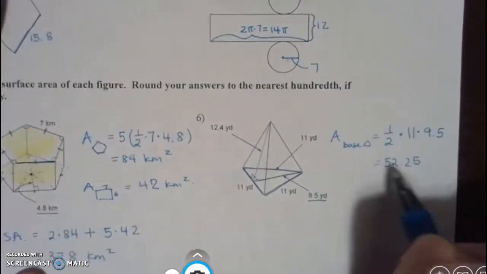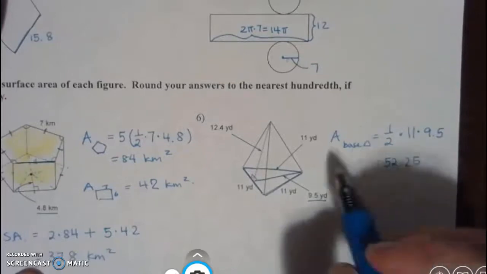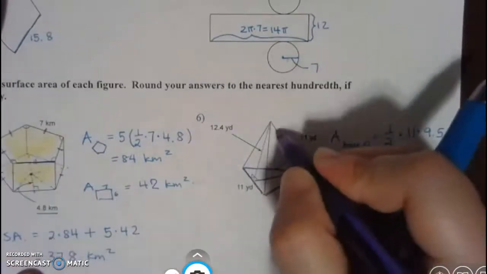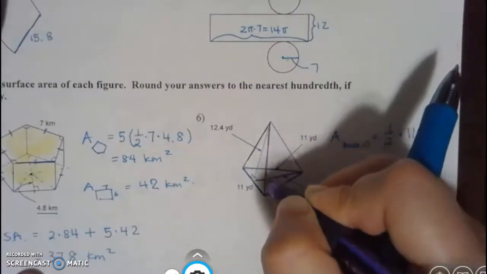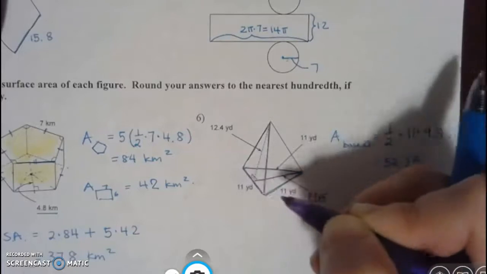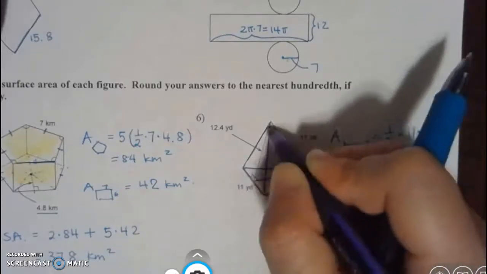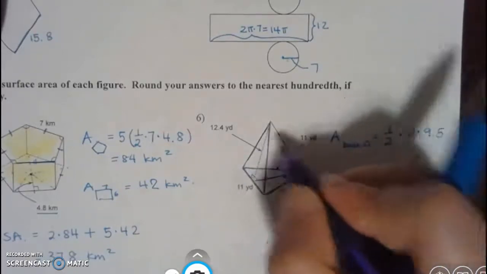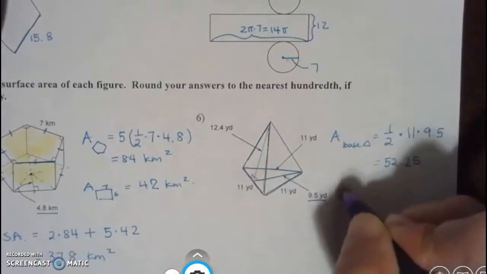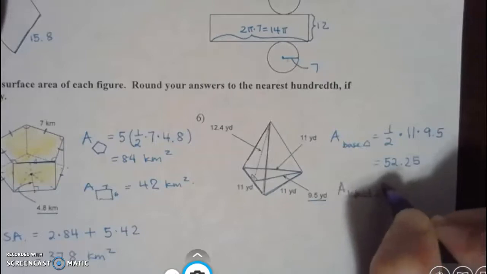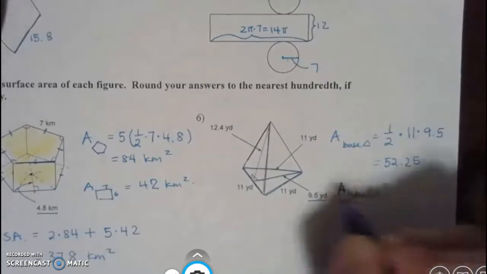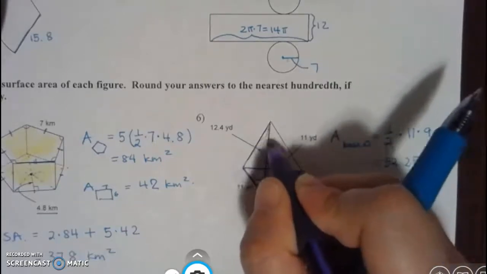And when I use the calculator, I get 52.25. Now, what about the lateral sides? We said that the lateral sides are going to be all congruent because the base is going to be congruent and the lateral slant height is also going to be congruent. So the area of a lateral triangle, let's calculate it for one.